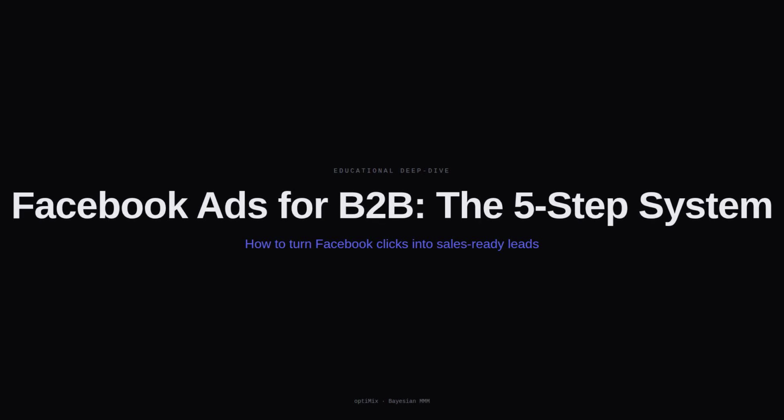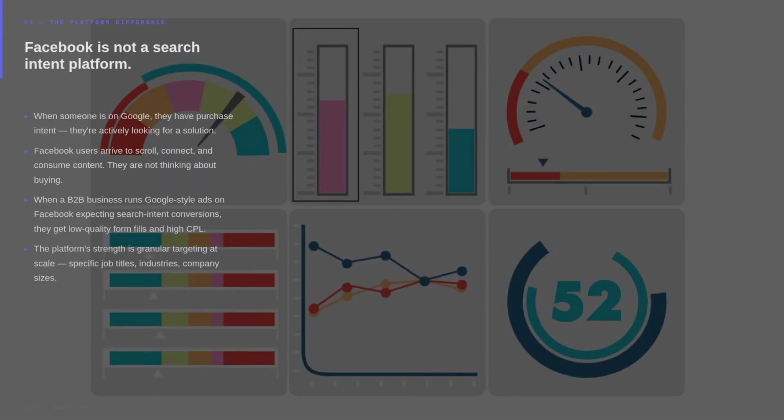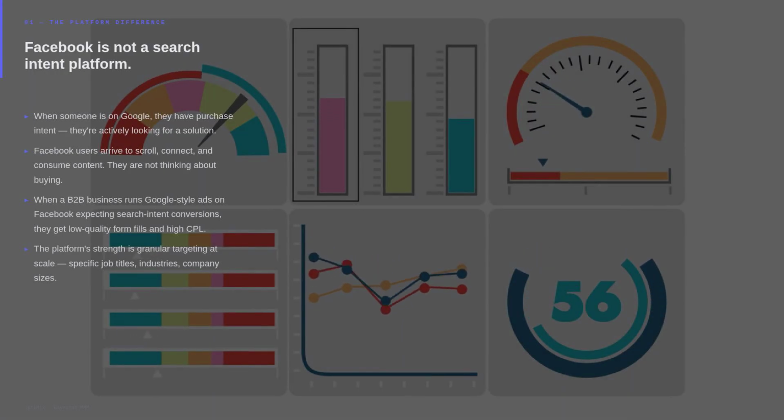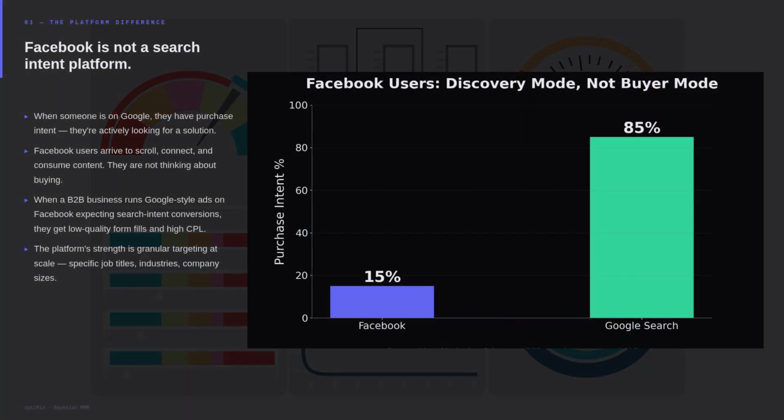Facebook lead generation works for B2B, but only when you match the platform's content consumption patterns to your offer. Most B2B marketers treat Facebook like Google, same ad copy, same landing pages, same expectations. And that's exactly why they get terrible results. Let me show you the 5-step system that actually works.